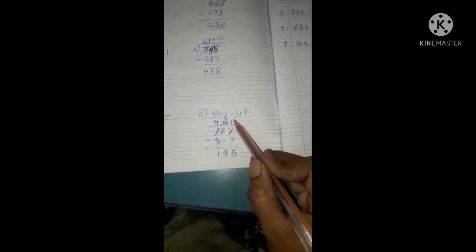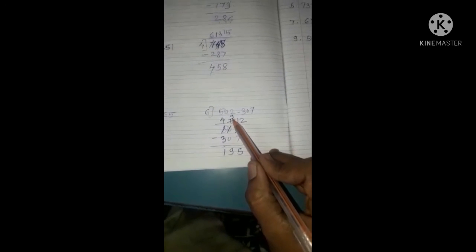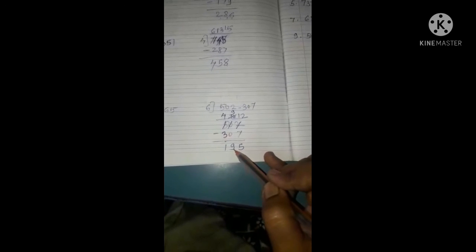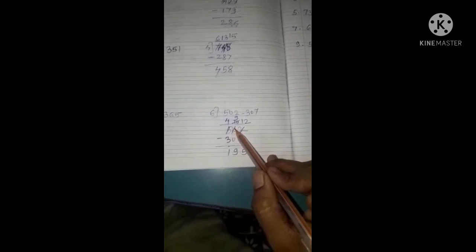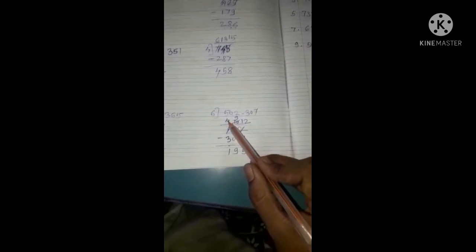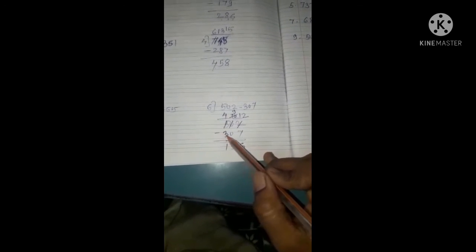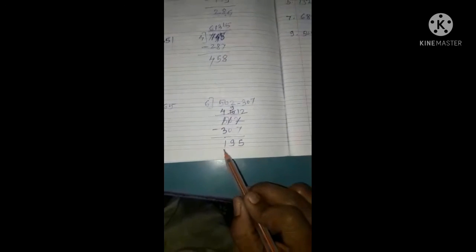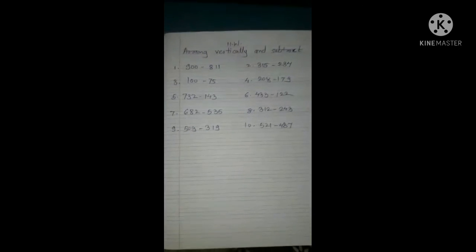10 tens give 1 here, so here 9 tens remain. 9 tens minus 0 remains 9. Here is 0, so first we are taking 100 from the hundreds place. So here 400 remains. 400 minus 300 remains 100. So our answer is 195. This is for homework. Solve this in your notebook.